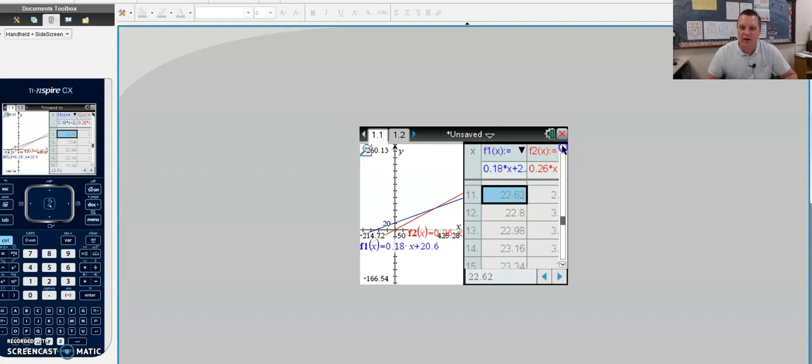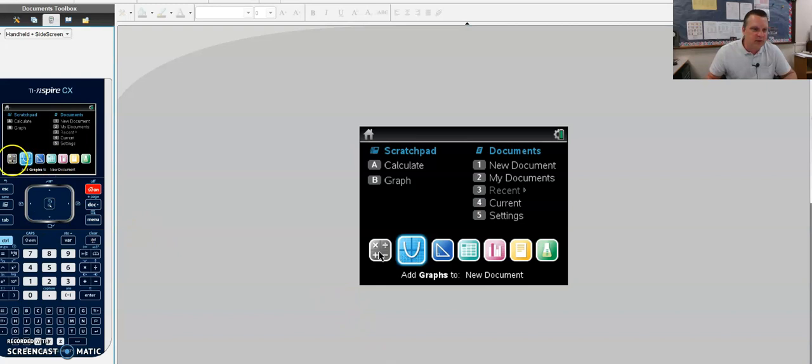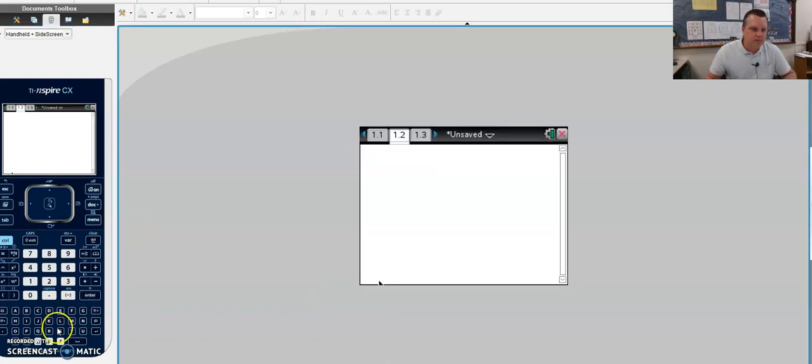So the only thing we can find here of relevance to this original graph is the y-intercept. You see my first graph is 0, 20.64, and my second one is 0, 0, okay, because it's just 0.26x right up here. Oh, and the other thing I have to point out is that, yes, they use W in the example, but when you graph it, you have to use X. So we're going to go here.